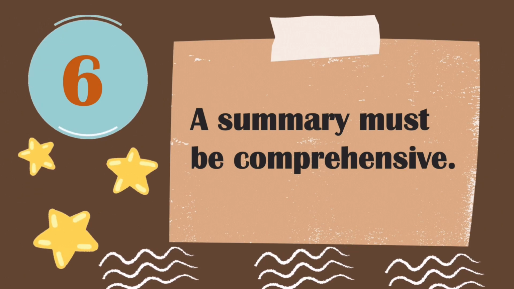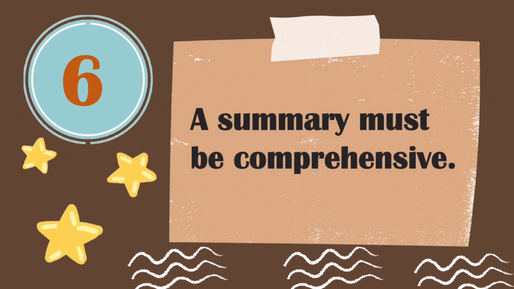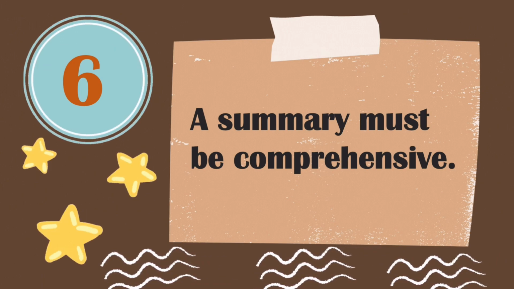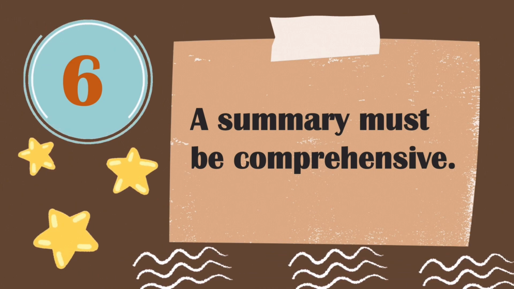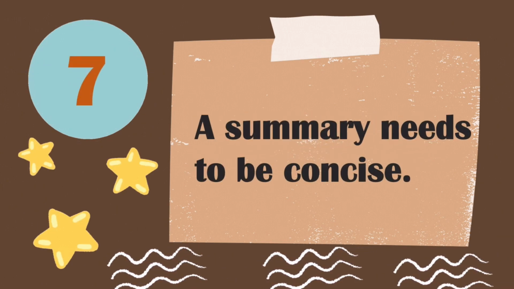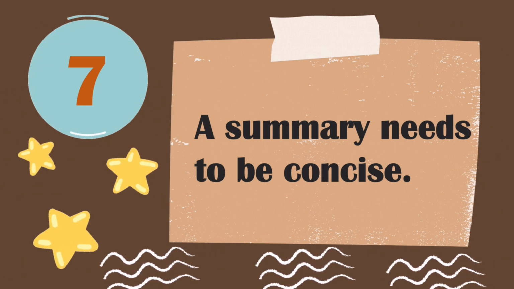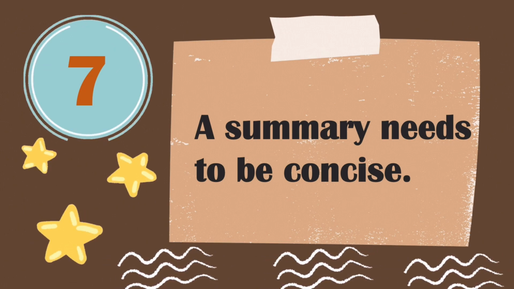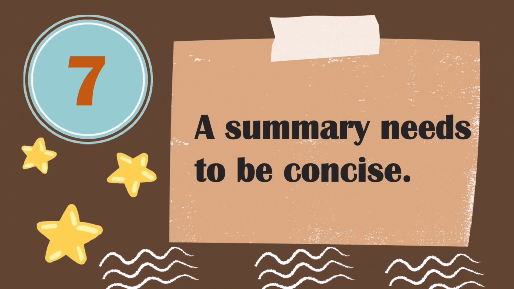Sixth, a summary must be comprehensive. This means that as a writer, you should be able to identify all the important ideas from the original material to keep the meaning complete in the shorter version that you will be writing. Seventh, a summary needs to be concise. Since a summary is relatively short, you should be able to avoid repetitions of ideas when writing. This will keep the good flow of your summarized text.